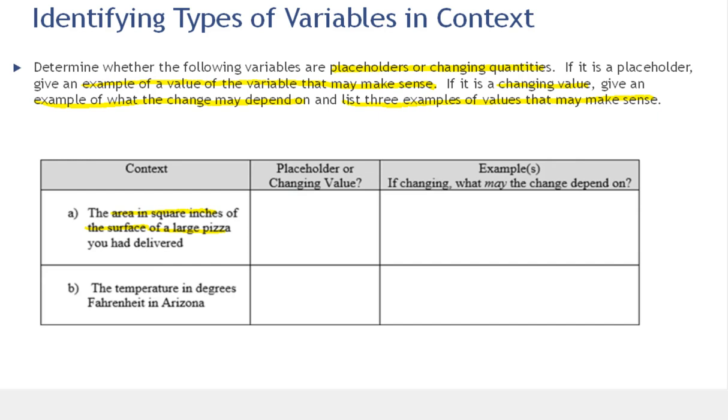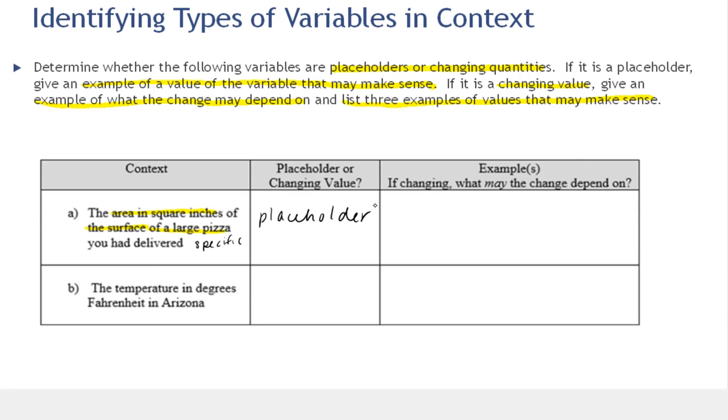So what you need to think of is, is this specific? Is there one fixed answer for this, or does it depend on, or can you think of things that it might depend on? Okay. So since you had the pizza delivered, this is one specific pizza, and this specific pizza will have an area. So if it just said the area in square inches of a large pizza, that could depend on where you ordered the pizza from. They could have different sizes, and even the same place, it might be a little bit different. But since we're looking at one specific pizza, this has a value. So it is a specific value that we don't know. So it's a placeholder.